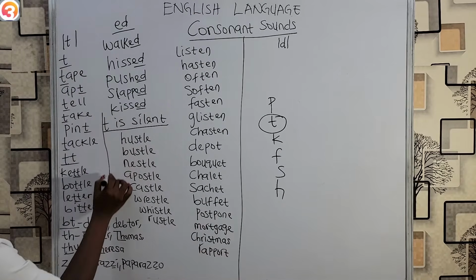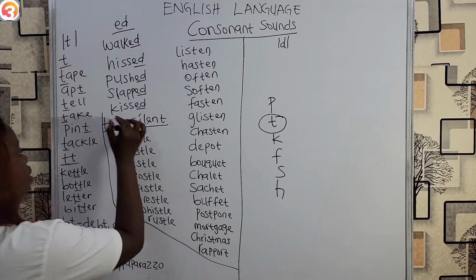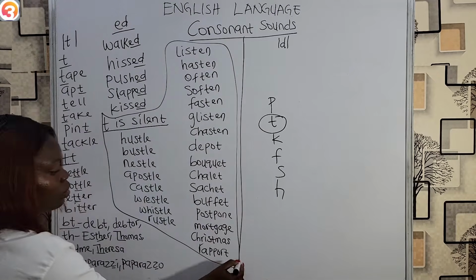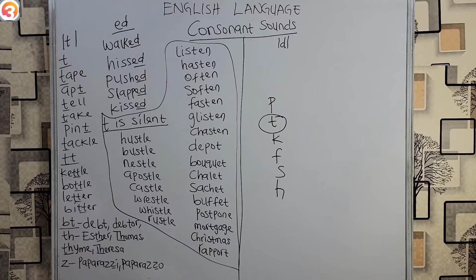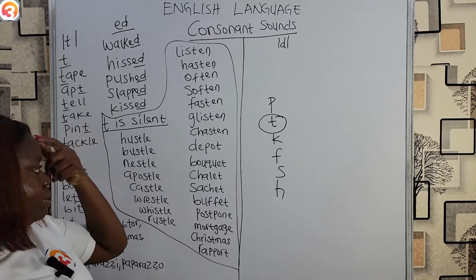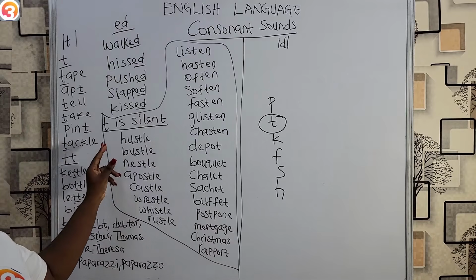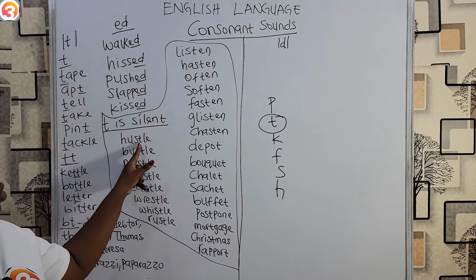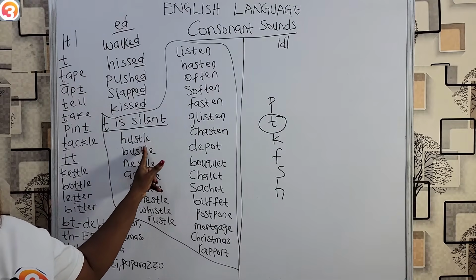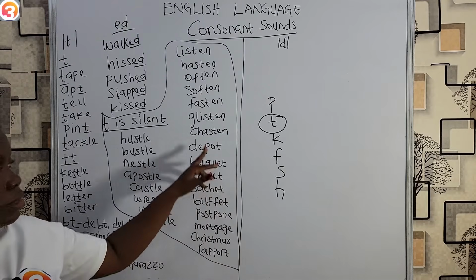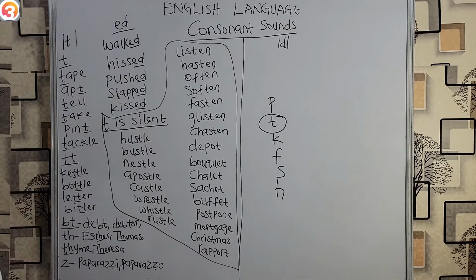So in these words, the T is silent. Though the letter is present there, the consonant sound is not pronounced in these words. So we do not have consonant sound T in these words. Take note when the word ends with TLE, ends with TEN, and then words like this. We do not pronounce consonant sound T in them.